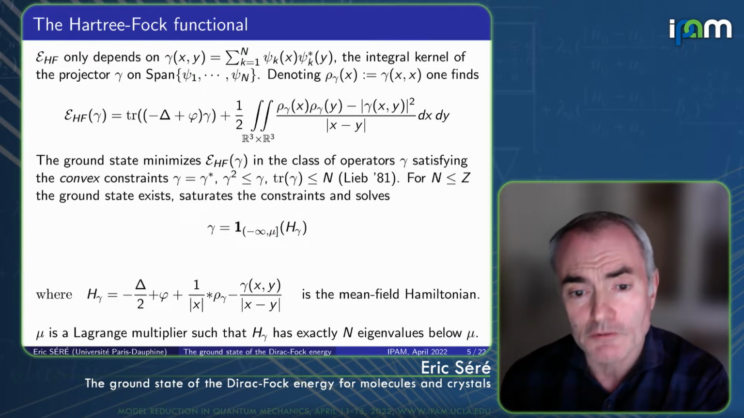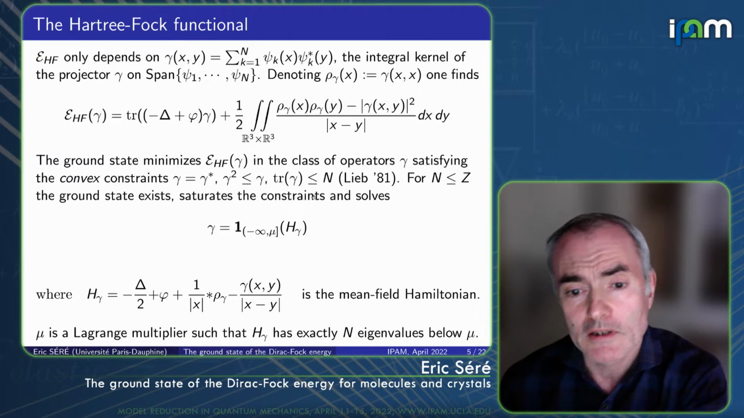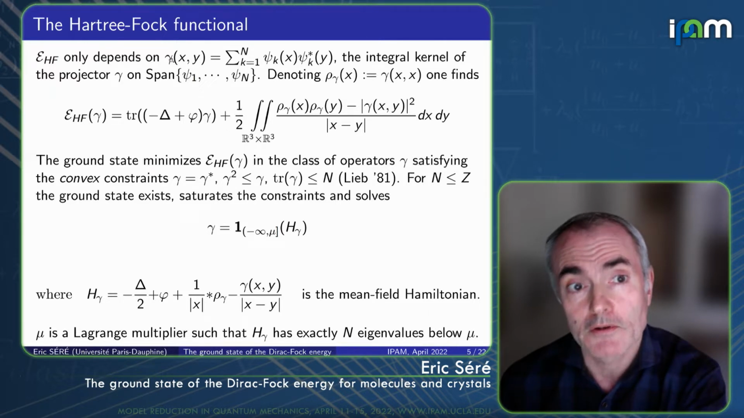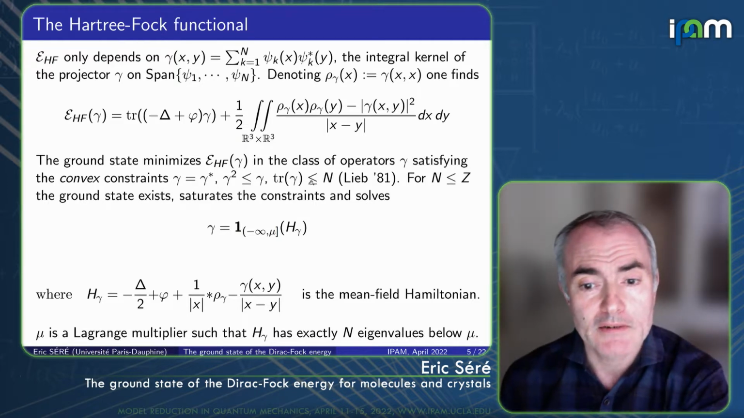So it is an extremal point of the convex set defined by the constraints. In other words, it is exactly a projector of rank n. And that's exactly what was the purpose. The purpose was to recover a projector of rank n.